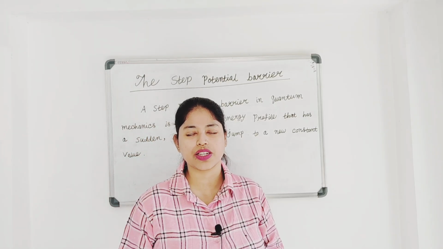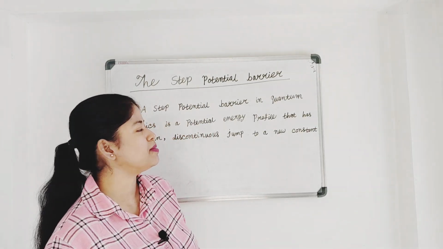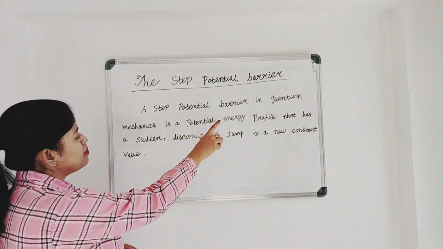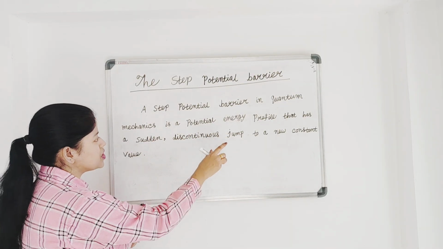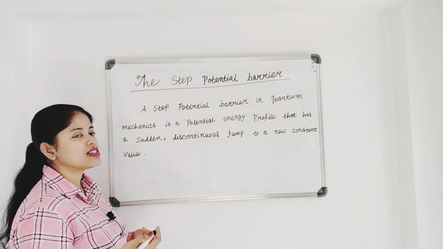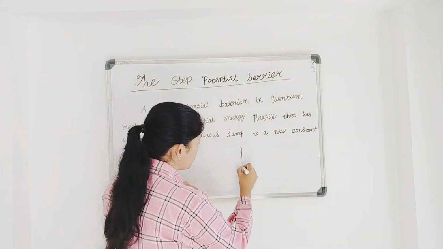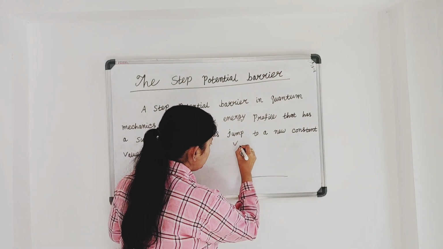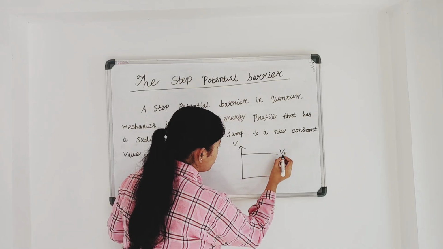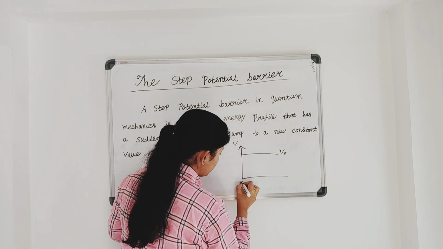Welcome everyone. So today we're going to discuss the step potential barrier. A step potential barrier in quantum mechanics is a potential energy profile that has a certain continuous jump to a new constant value. Suppose there is a potential V0 at x equals 0.